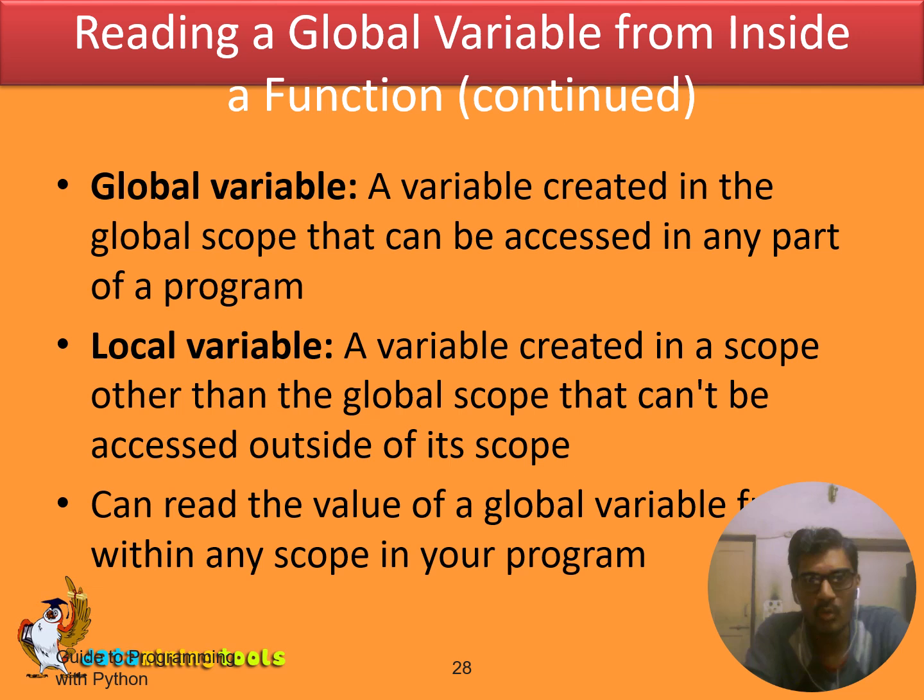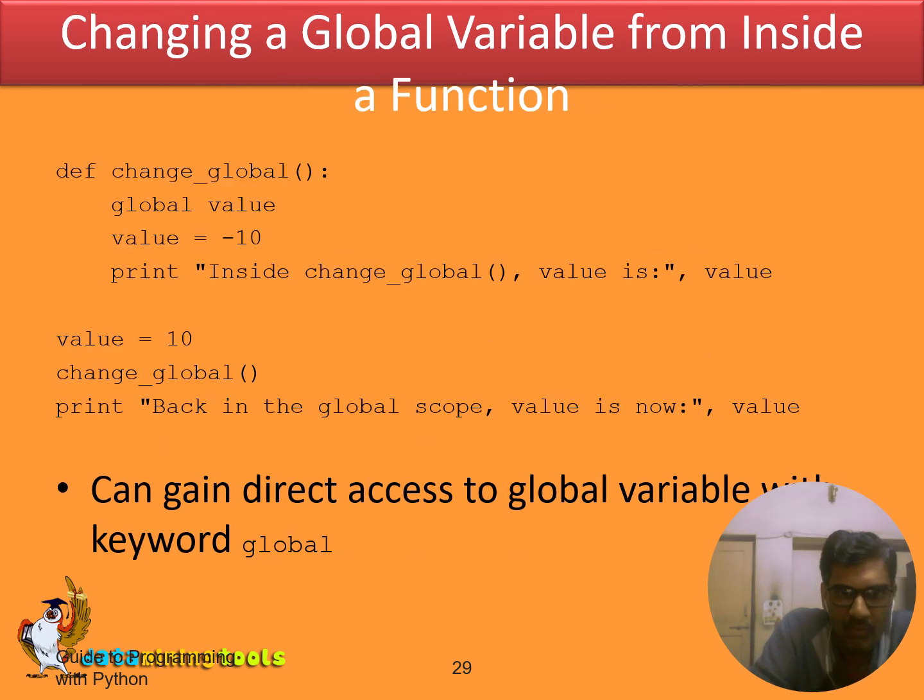Next, reading a global variable from inside a function. So a variable created in the global scope can be accessed in any part of the program, and a local variable is a variable that is accessible only where the function is defined. You cannot call it in another function outside of the local variable. Okay, next, changing a global variable from inside a function. So when you define your function, you create a global variable value, you assign a value to it and print it, but when you call the function and assign the value, it prints a global scope. Okay, so this is another example.